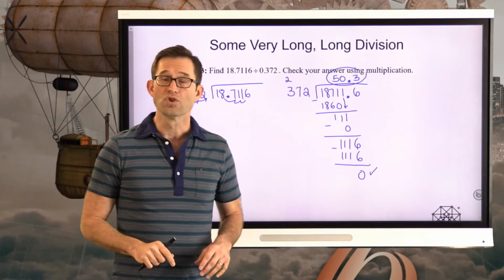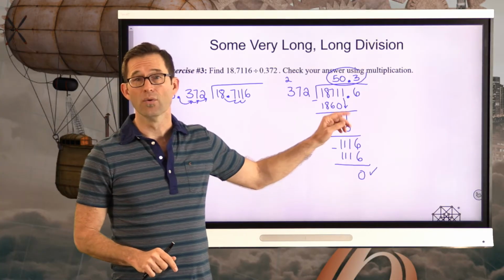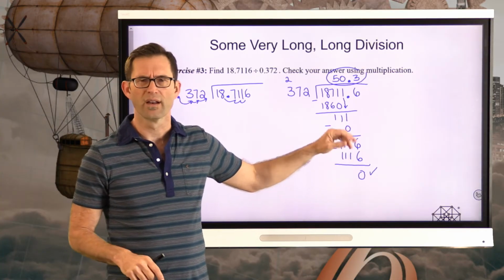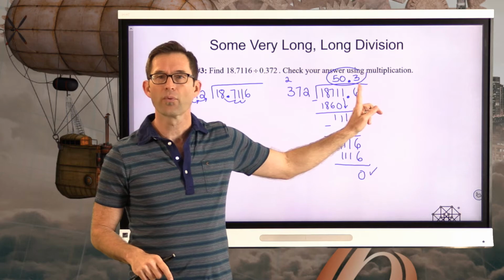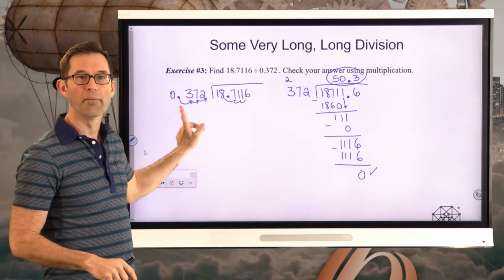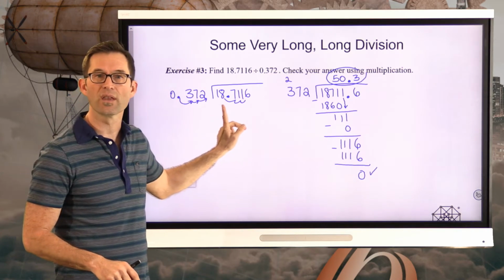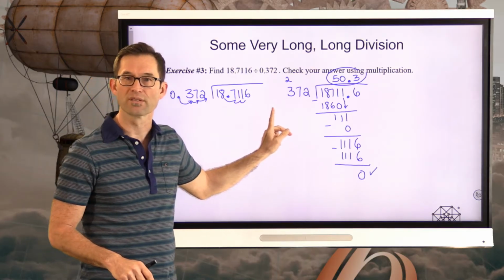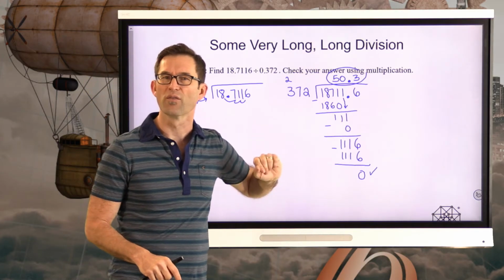Now, if I want to go ahead and check it, as the problem suggests that I do, or demands, or whatever, tells me I got to do, then I'm going to do 50.3 multiplied by 0.372 and see if it gives me that 18.7116. And I'll use a little room right over here.